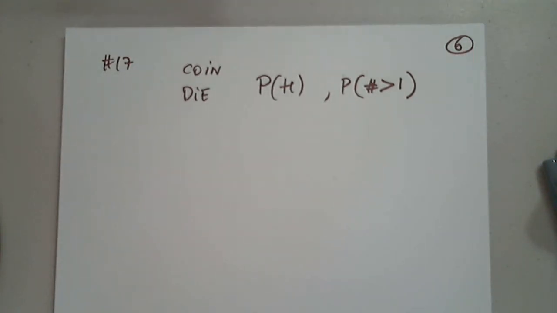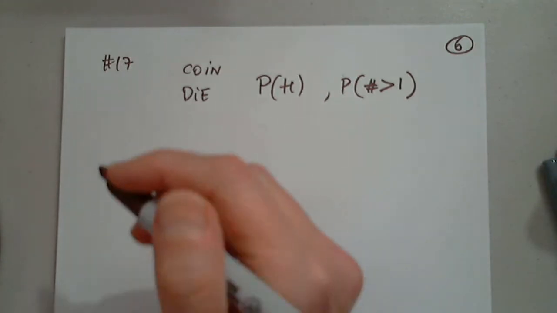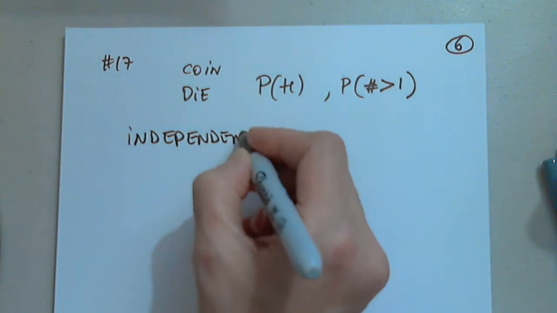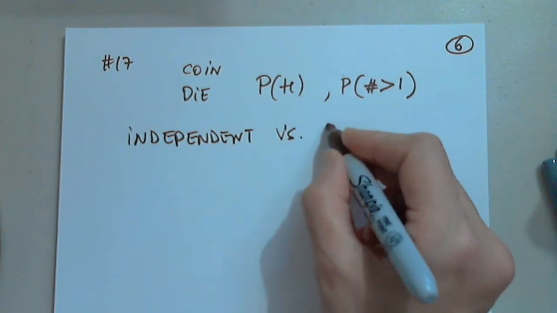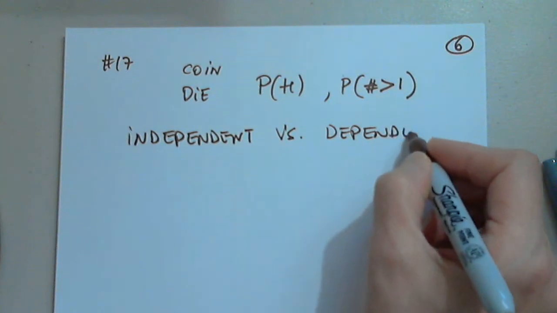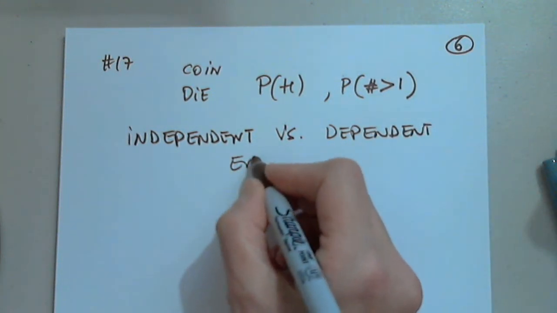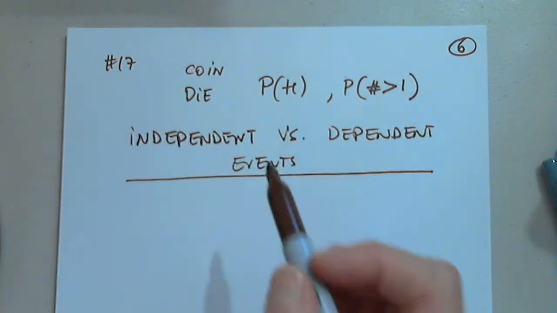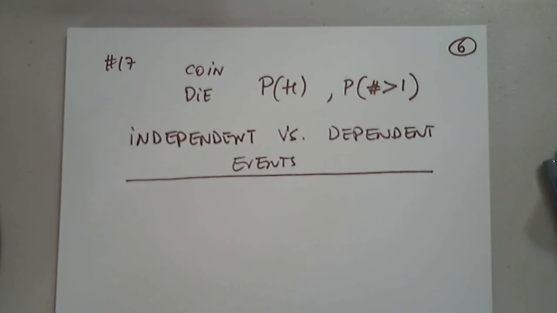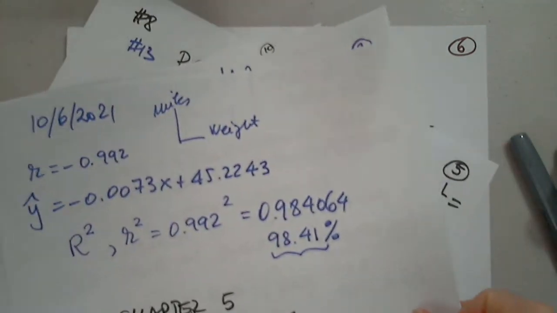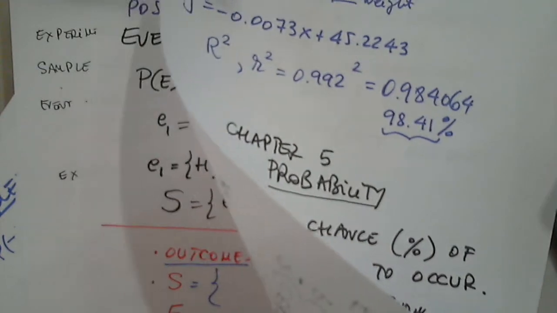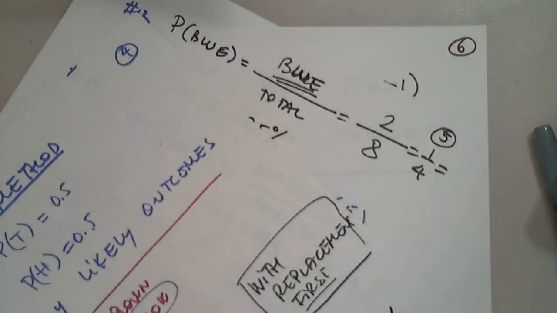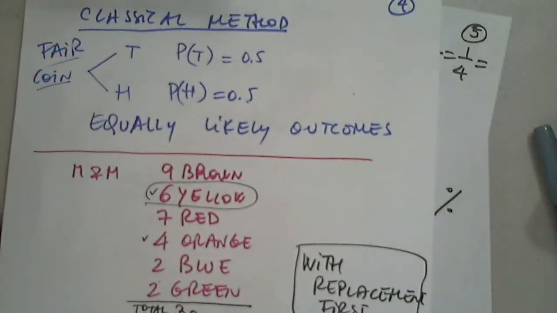Before we analyze something like this, we have to talk about independent versus dependent events. So what is independent? I'm just going back to the notes that we had. Where is my experiment that we looked at a second ago?